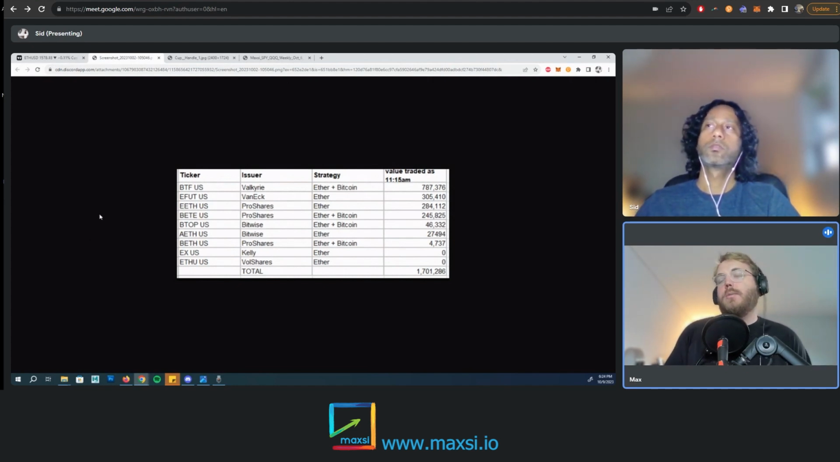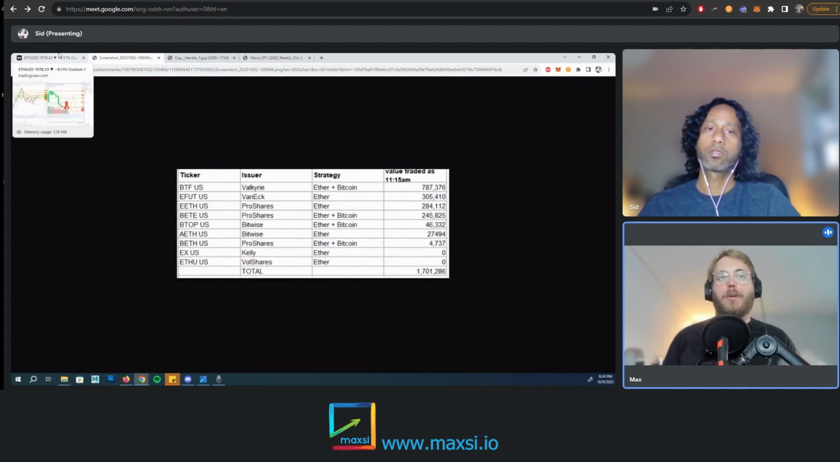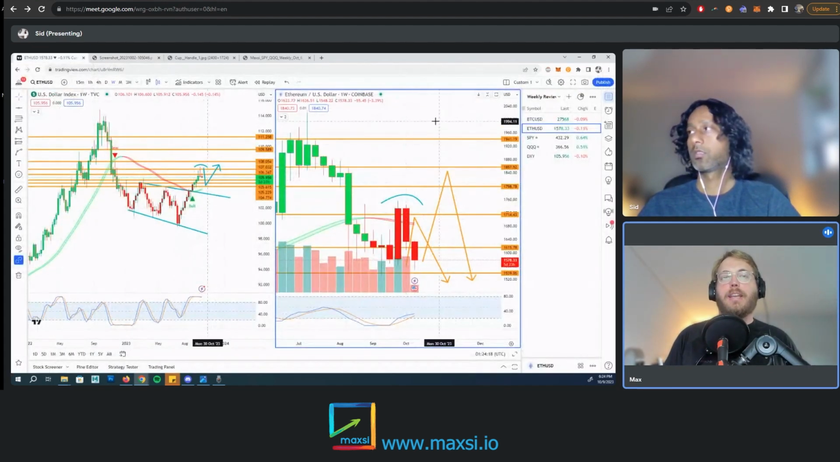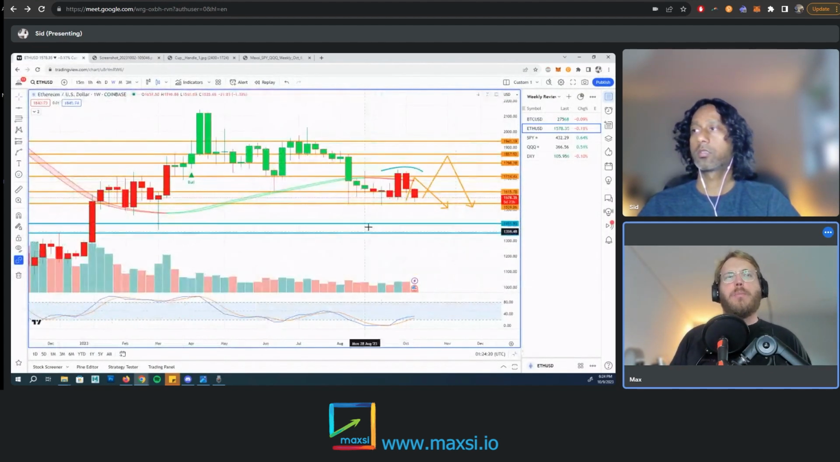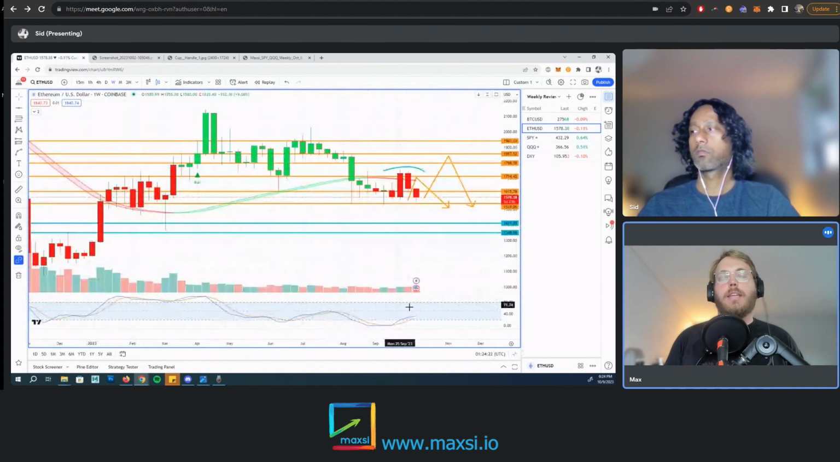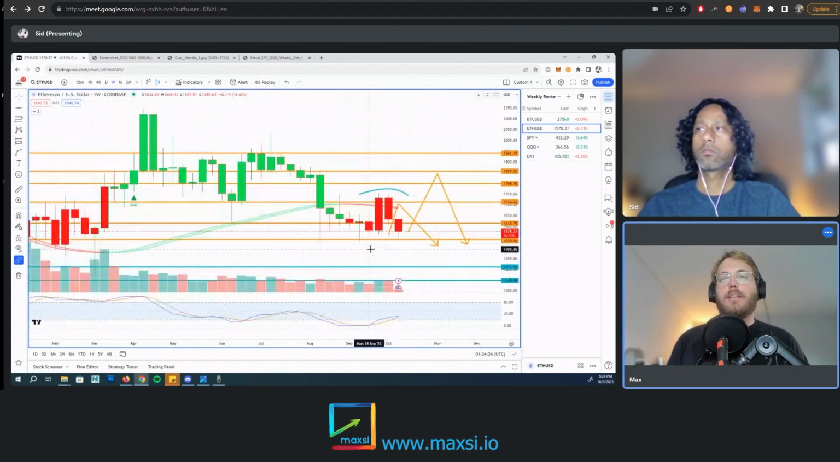So it's really cool to see this market getting a little bit more fleshed out, seeing more of this kind of development where we're getting more avenues for institutional money to enter these assets.